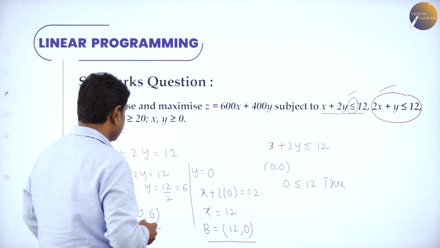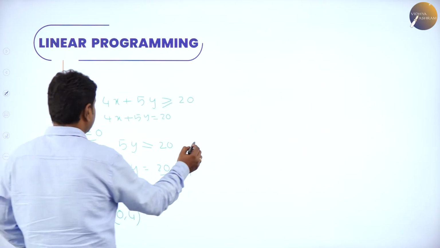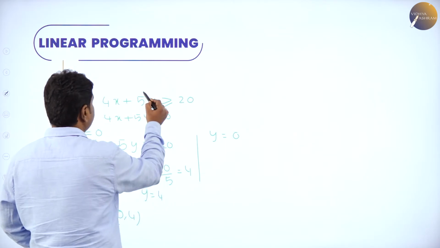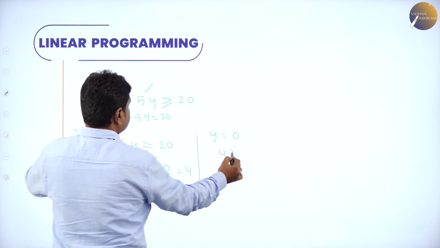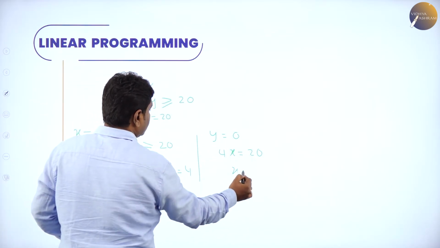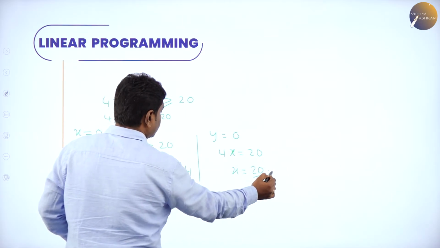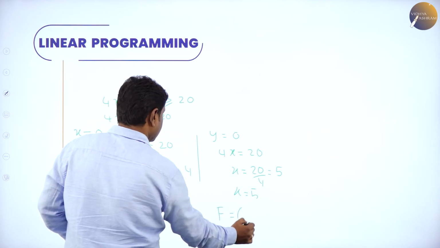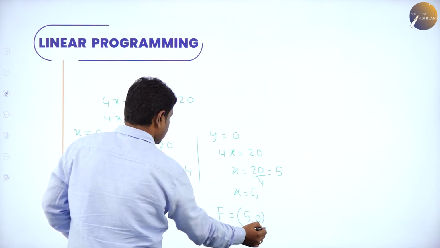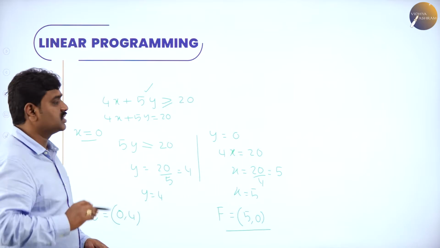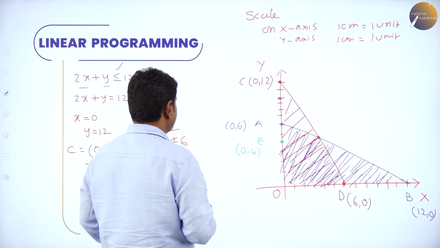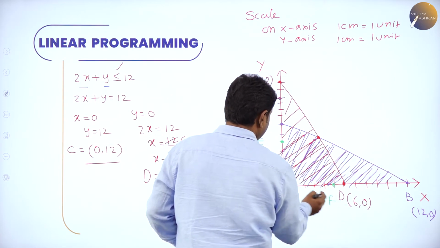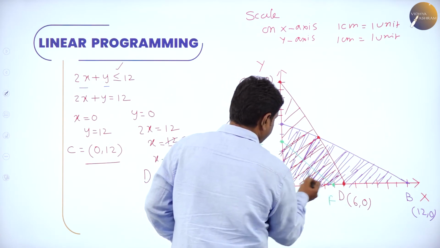And F. Now for another point, put y equal to 0, you'll get a point on the x axis. In the place of y, if I put 0, I'll get 4x equal to 20, and x will become 20 by 4, which is 5. So you got x as 5. So F is (x, y) = 5 comma 0. This is F. Now draw a line between these two.